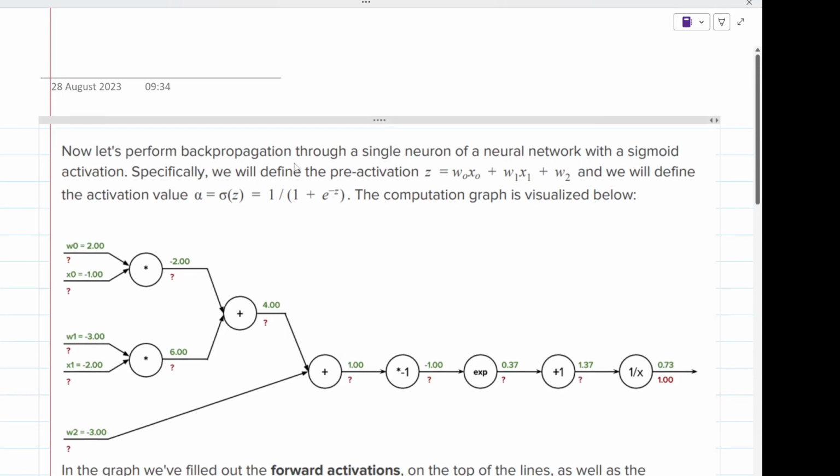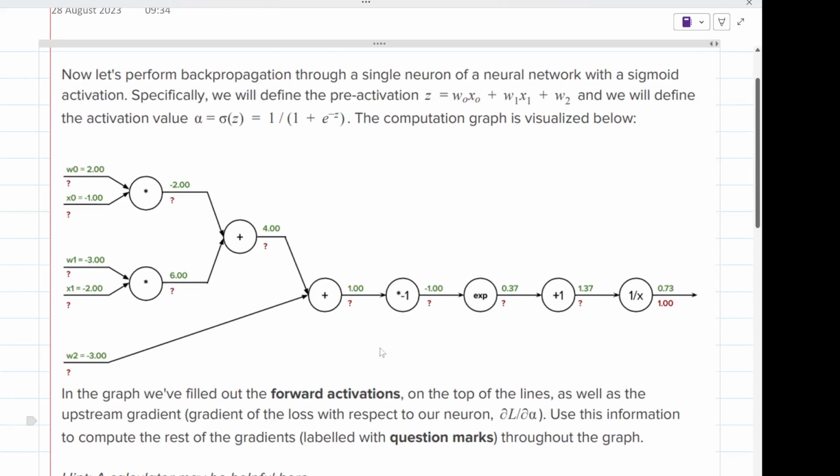Let's perform backpropagation through a single neuron of a neural network with a sigmoid activation. Specifically, we will define the pre-activation Z, which is W0 X0 plus W1 X1 plus W2, some bias. And we will define the activation value alpha, that is the sigmoid function. The computational graph is given like this. In the graph, we have filled out forward activations on top of the lines.